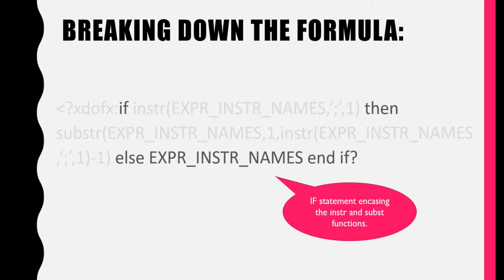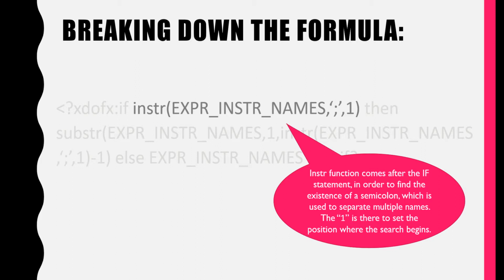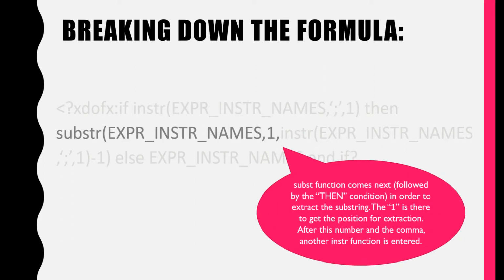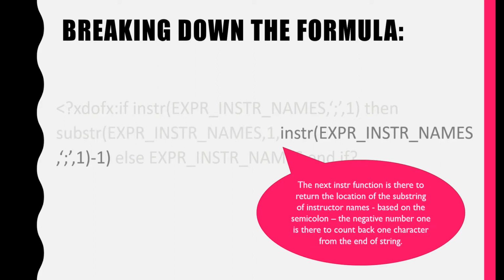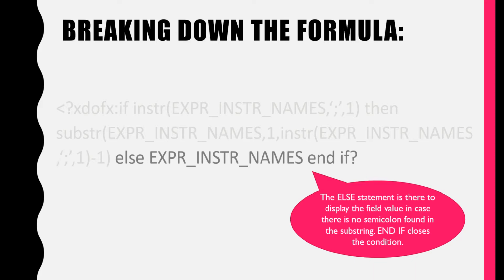Looking specifically at the instr, that comes right after the if statement. It's there to find the existence of a semicolon, which is used to separate those names that we mentioned previously, one being there for the position. The substring comes next, immediately after the then condition, in order to extract the substring. Then the next instr, followed by the comma, is there to determine the location of the substring of instructor names based on that semicolon, the negative number being there to count back one character from the end of the string. Finally, we finish things up with the else statement and the end if to close out our condition in case there are no multiple names.